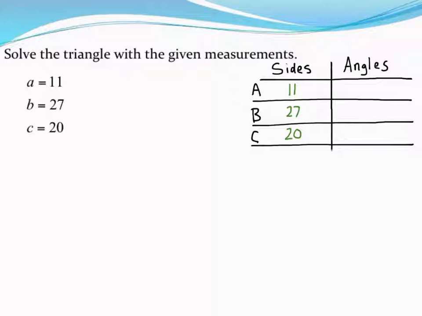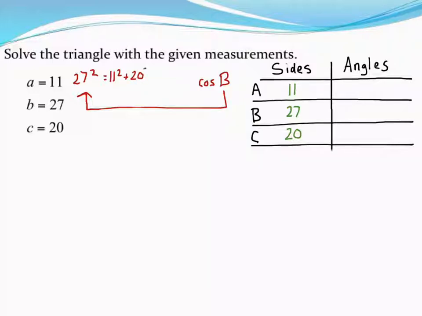The way this works is, since we're going to end with angle B, the angle is the angle in the back. Since we're ending with angle B, we're going to start with side B, which is 27. So 27 squared is my side. I'm going to put that equal to the other two sides squared added together. So 11 squared plus 20 squared.